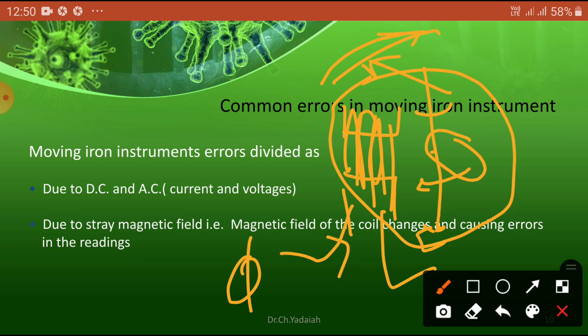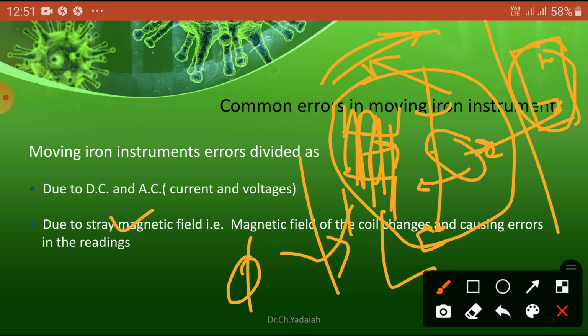Okay, so here what will happen? This magnetic field is affected by the stray fields. If you keep outside magnets, with north pole and south pole, that field also affects this iron piece. Hence the deflecting torque will show a wrong reading instead of the true value. That's why this outside magnetic field should be shielded while using these instruments. How to do that, you can see.